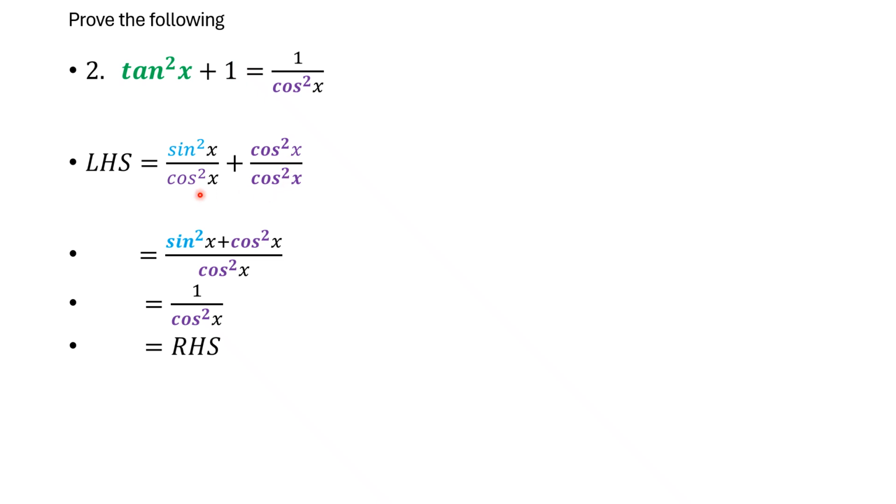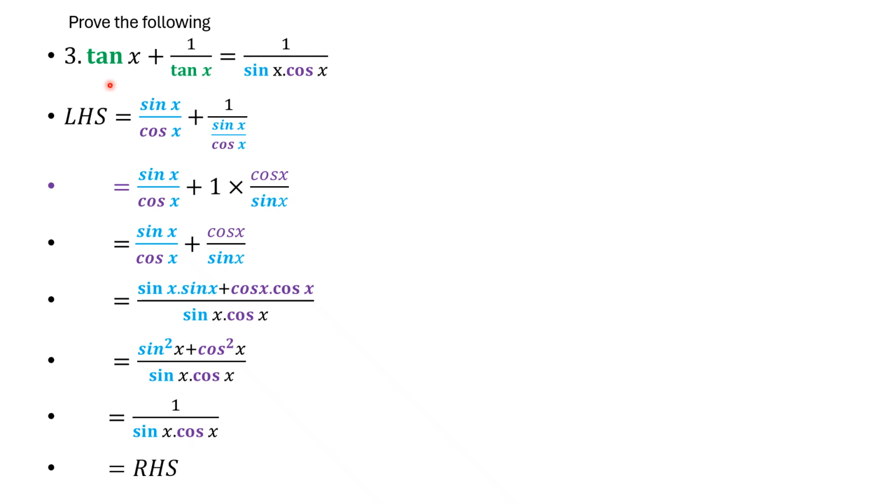Now I'm showing that the denominators are the same so that I can add the numerators. So there I have cos squared x, and now I have cos squared x. So I can say sin squared x plus cos squared x for the top. According to the square identity, sin squared x plus cos squared x equals 1. That gives me 1 over cos squared x, which equals my right hand side. So I've made this equal to that. Therefore, I've proven the identity. Right, number 3.